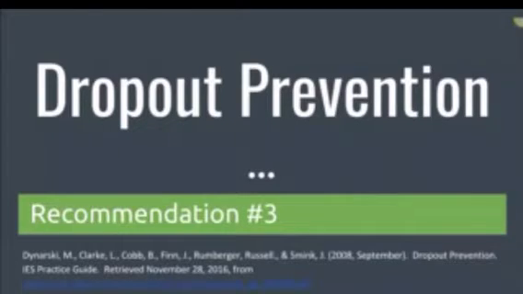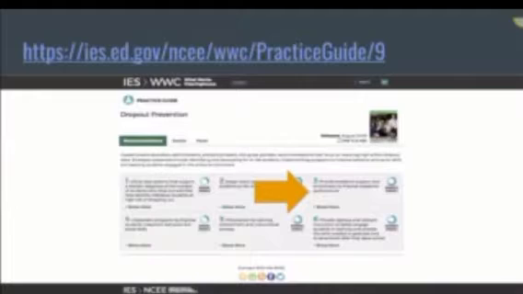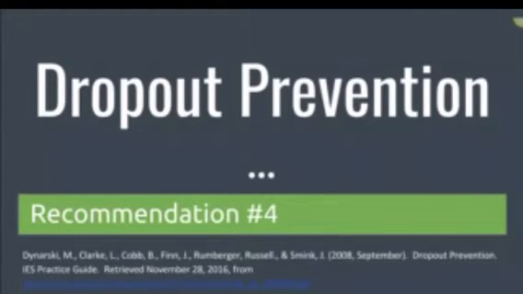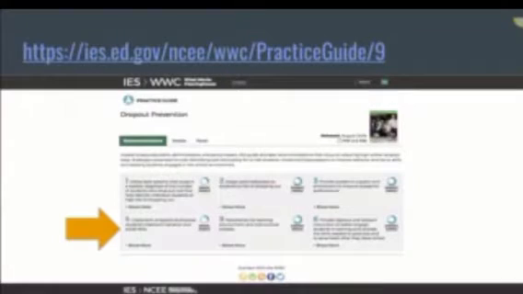So what is the third recommendation from our Dropout Prevention Practice Guide? This is to provide academic support and enrichment to improve academic performance. We have certainly been into this this year, in terms of the literacy intervention system from Module 2.2, the math intervention system from Module 2.3, and what we're going into now, the behavior, social, emotional, and attendance intervention system within Module 2.4.